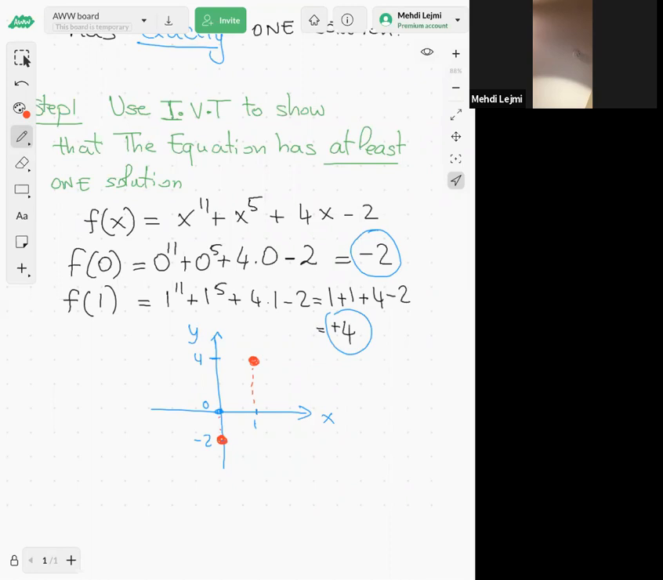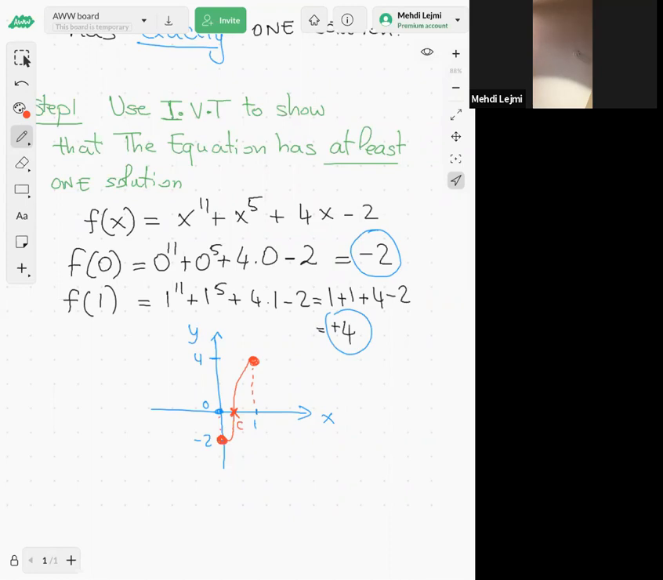So you have to go from negative 2 to positive 4. So then you have to cross the x-axis, right? Here. And if you cross the x-axis, it means that there exists this number, let's say this number c. You don't know exactly the number c, but there exists a number c in this interval 0, 1, such that f of c is actually 0. So that will be a solution of your equation.